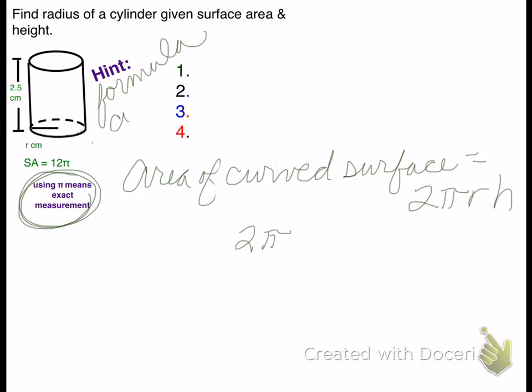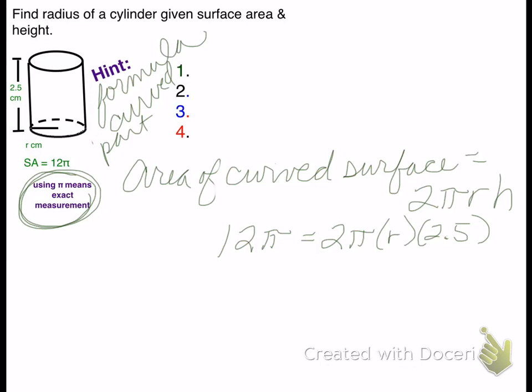For the curved part, I'm using the value of pi to get an exact answer. Okay, well, my curved surface, the area of that, is 12 pi. Then I have my other part of the formula, 2 times pi times the radius, in this case r, times the height, in this case 2.5. Then I want to clean that up.